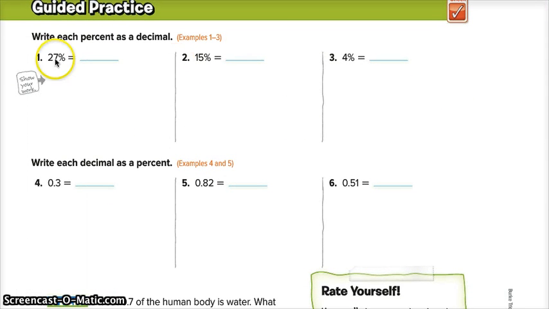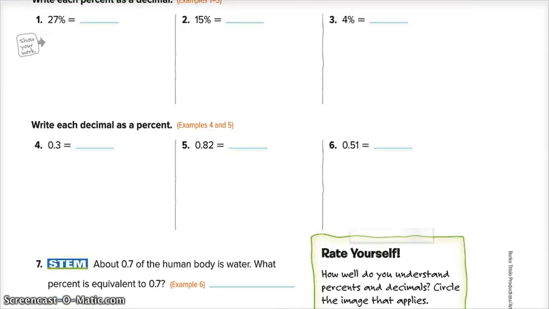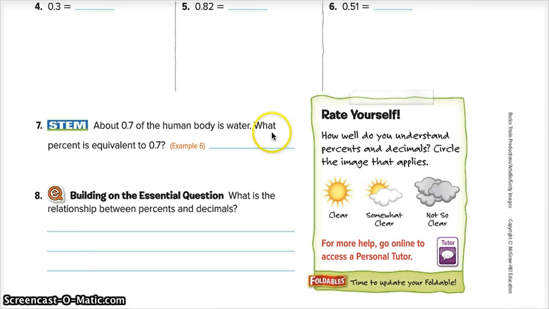For numbers 1, 2, and 3, you're going to write each percent as a decimal. 4, 5, and 6, you're going to write each decimal as a percent. Then you're going to take a look at our STEM question. It says about 0.7 of the human body is water. What percent is equivalent to 0.7? And then finally, what is the relationship between percents and decimals? Think about how can you change a percent into a decimal? How can you change a decimal into a percent?